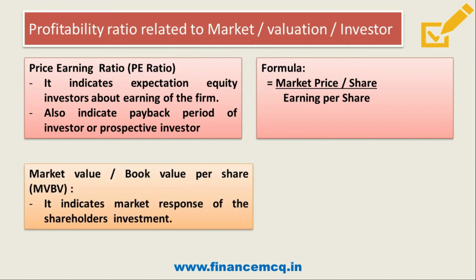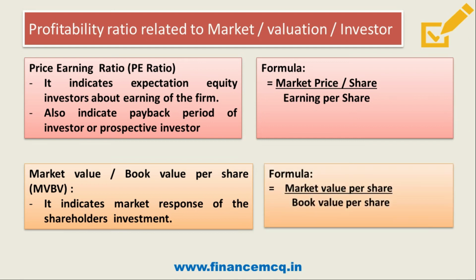And friends, the next one is market value to book value per share, that is MVBV, and it indicates the market response to shareholders' investments, that is how the market will respond to shareholders' investment, and it is calculated as market value per share upon book value per share. Friends, this second one, market value book value per share ratio, is not that important, so just try to know the significance of it. Even if you don't know the formula, that will be okay. So I hope this profitability ratio related to market valuation, from investors' point of view, is clear to all of you. Now let's move further.